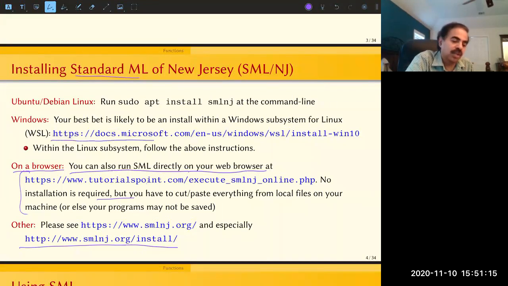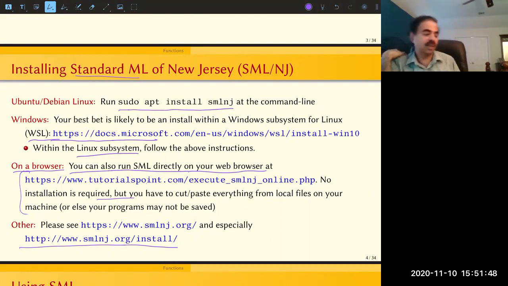So what you should do is you should install what is called a Linux subsystem for Windows. And if you install it, then basically you will have a Linux machine running on top of your Windows, and you can use any Linux application. And then you can install SML on Linux by running this command from the command line. Okay, so again, if you don't know how to do this, you will learn. It's actually quite easy to do.